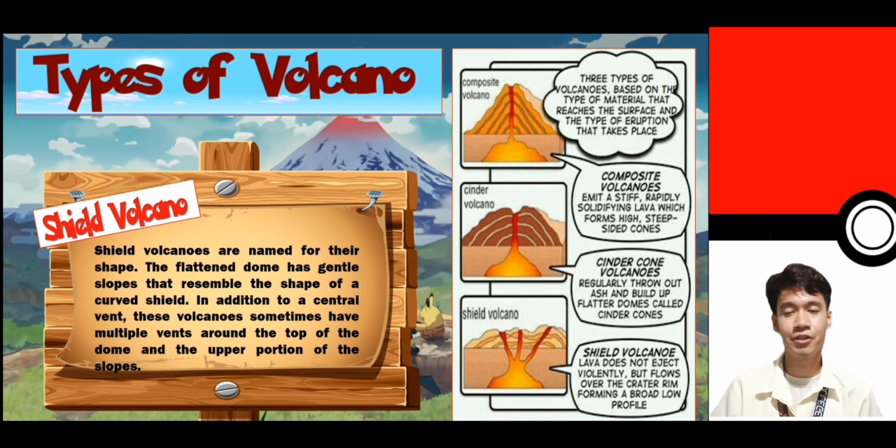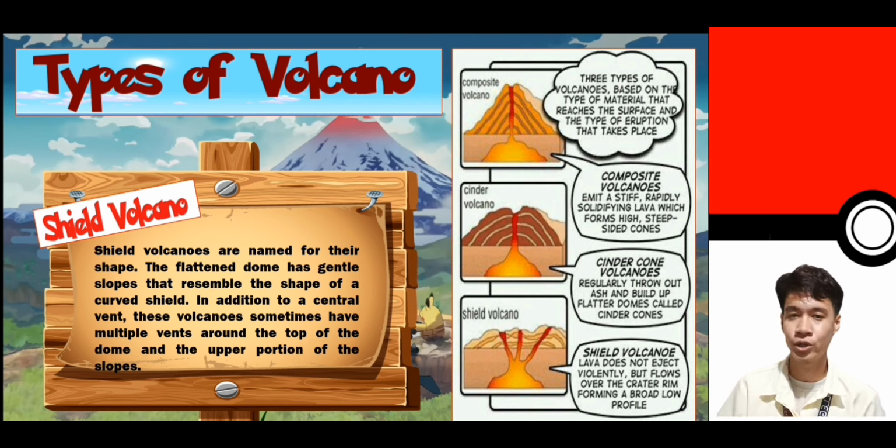The last type of volcano is shield volcanoes, which are low and slow. Shield volcanoes are named for their shape. The flattened dome has gentle slopes that resemble the shape of a curved shield. In addition to a central vent, these volcanoes sometimes have multiple vents around the top of the dome and the upper portion of the slopes.